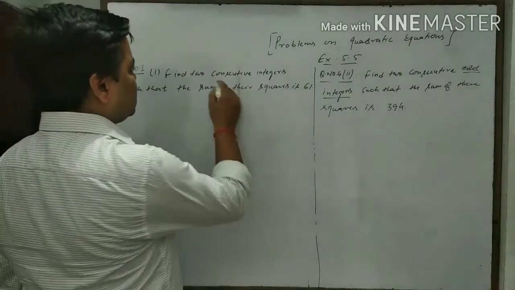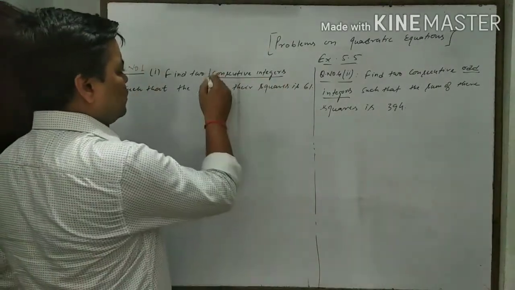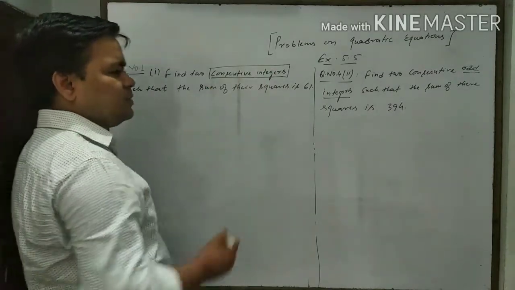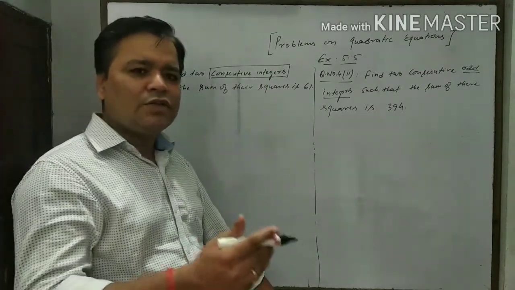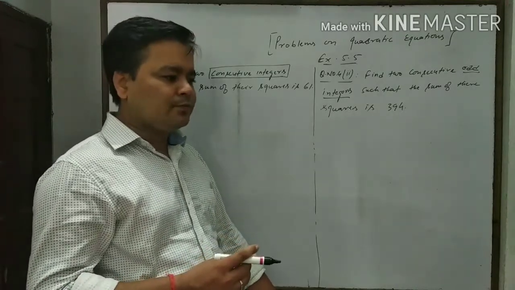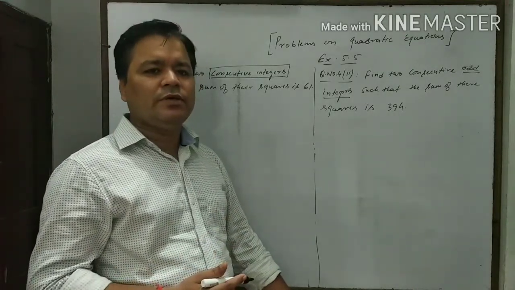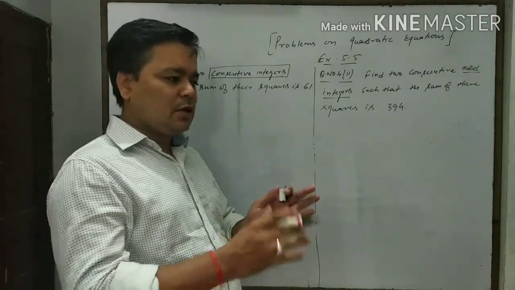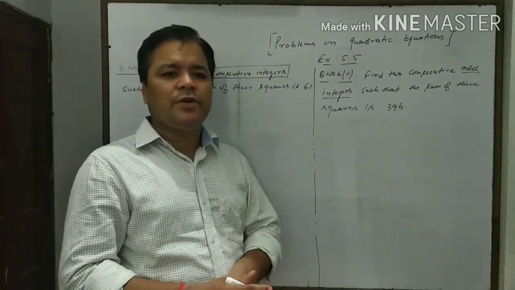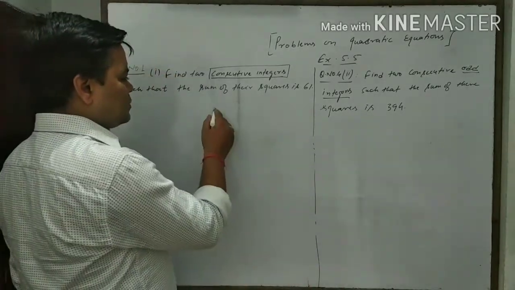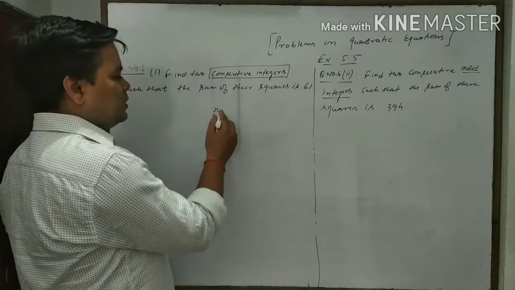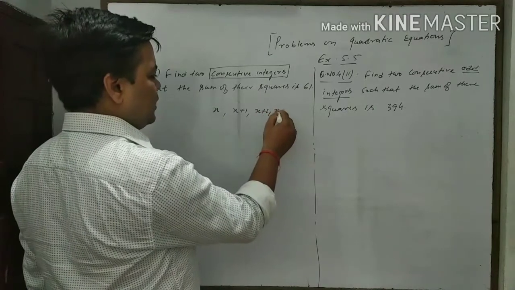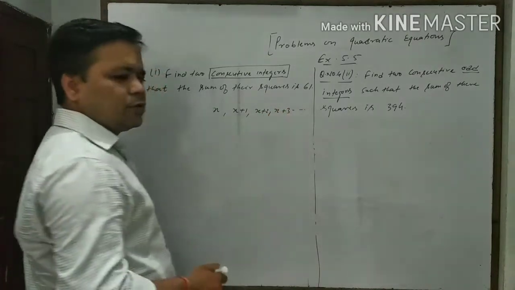Here we have to find consecutive integers. So first of all we should understand what consecutive integers are. Consecutive integers means integers like 1, 2 or 2, 3. The integers coming just after one integer are called consecutive integers. Just like if we have an integer x, then its consecutive integers will be x plus 1, x plus 2, x plus 3. These are the consecutive integers.